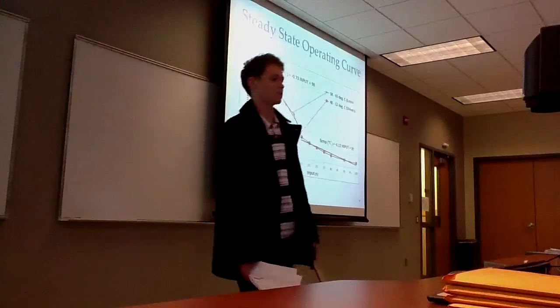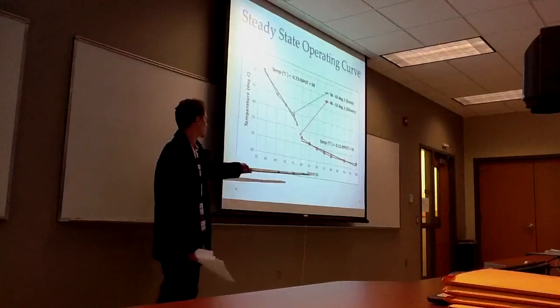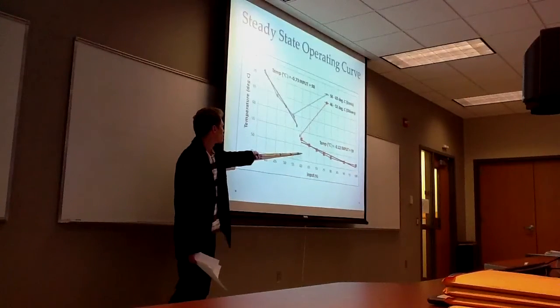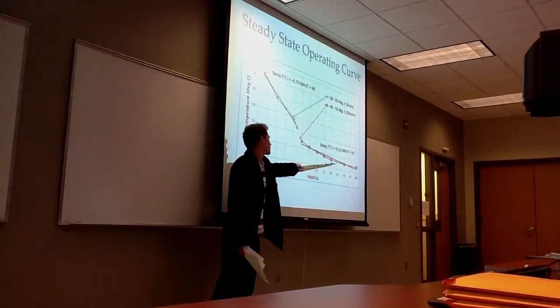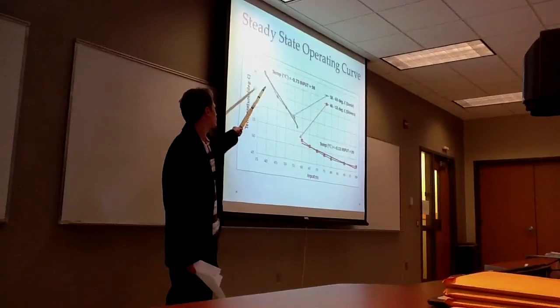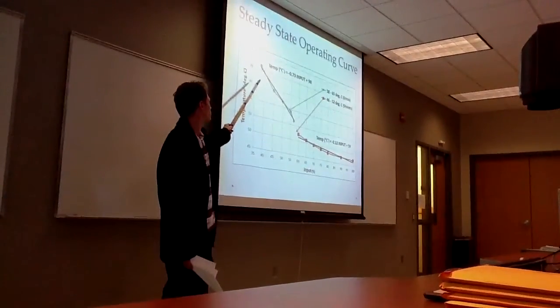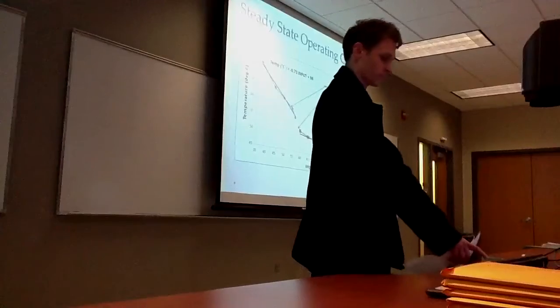So here is the steady-state operating curve for the two ranges. This is my range, this is Austin's range. You can see, if you look at the curve for his range, it starts to bottom out at around 47 degrees Celsius. And so we got a linear curve fit for my range and for Austin's range.